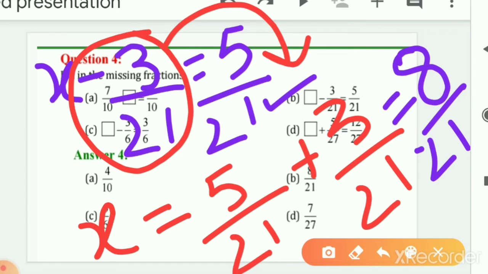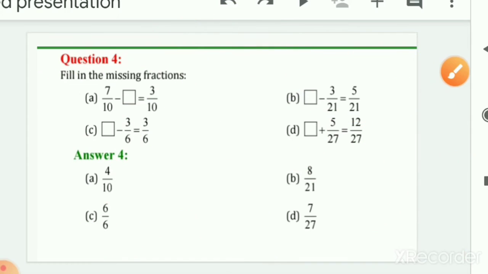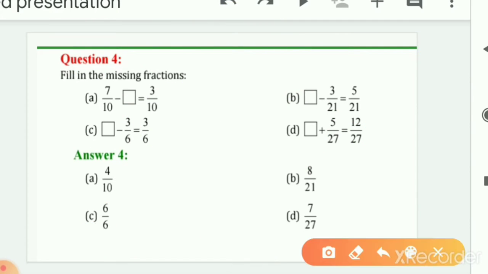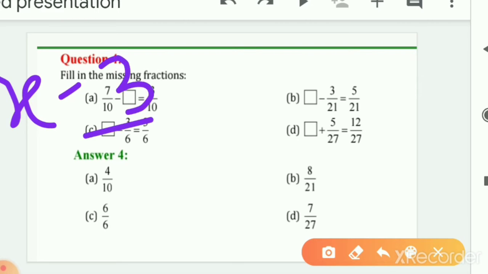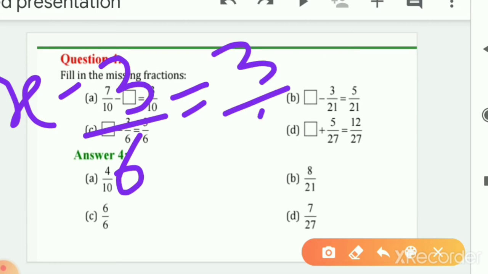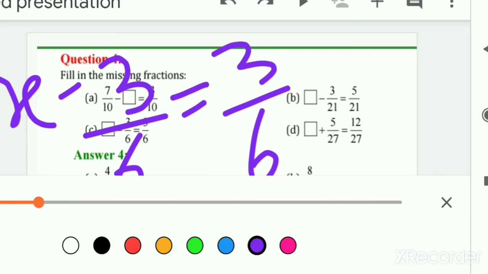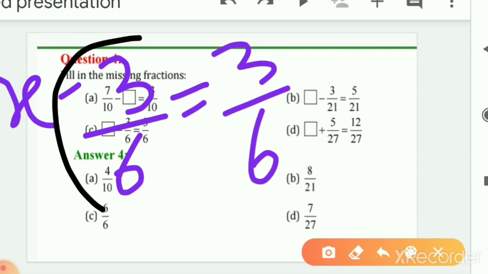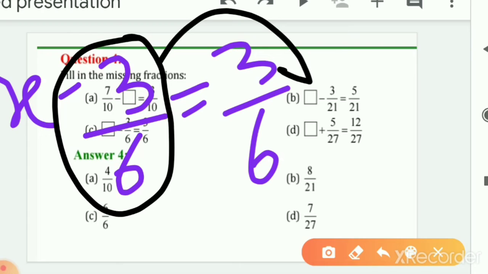Okay. Our answer will be 8 by 21. 21 we will write only one time and we will add the sum of above numbers. Now we have the question x minus 3 by 6 is equal to 3 by 6, right? Now again what will we do? We will take this minus 3 by 6 here. The number will be on one side and then we will be able to find the value of this box here, right?